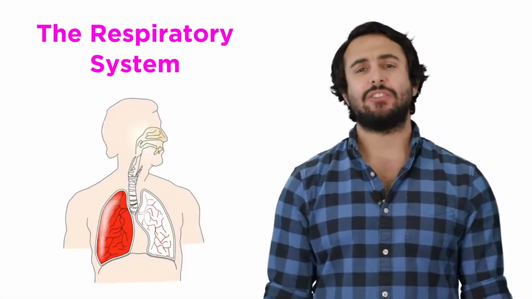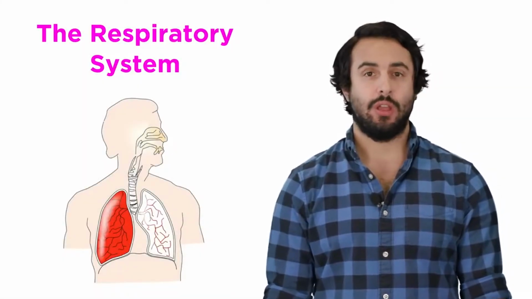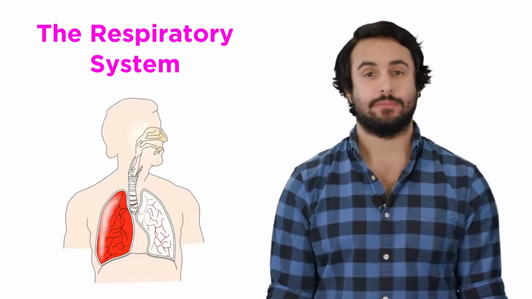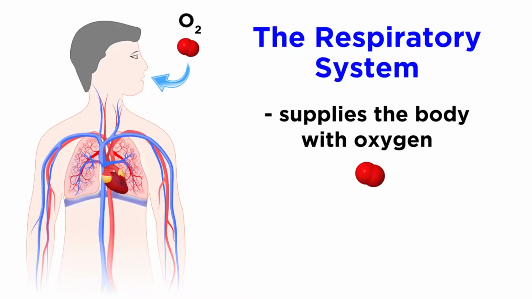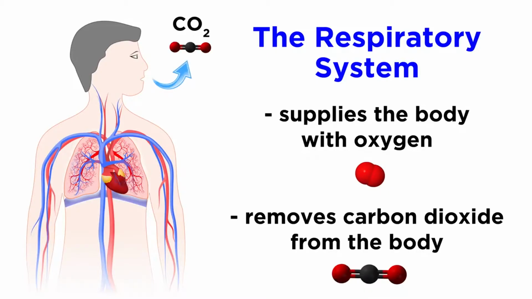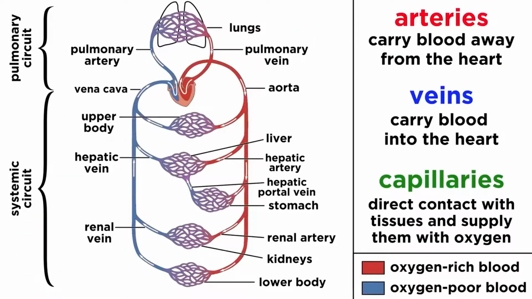So, how exactly does the respiratory system work? Let's take a closer look now. As we said, the major function of the respiratory system is to supply every nook and cranny of the body with oxygen, and it also serves to collect carbon dioxide, a byproduct of cellular respiration, and expunge it from the body when we exhale. We already learned about part of this process when we talked about the circulatory system.